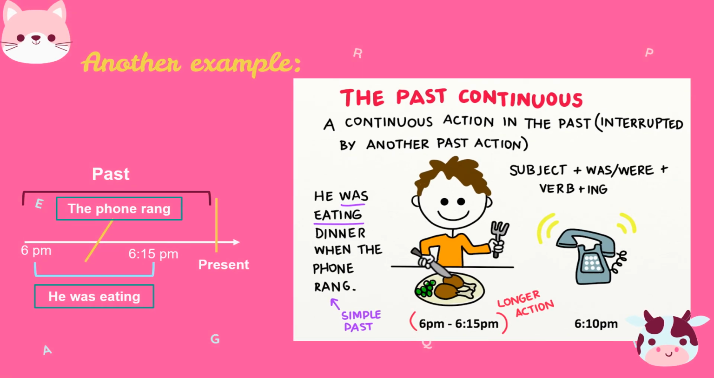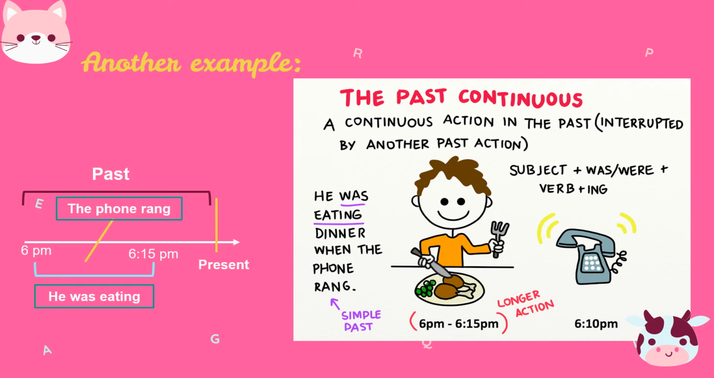Here is another example for you so you can understand the idea. We are talking about this boy, and the sentence is he was eating dinner when the phone rang. Let's work with this sentence on this timeline. So here we have the past part and here is the present. We are going to work with the past. So from 6 p.m. till a quarter past 6, the boy was eating his dinner. So this is the long action which is happening for a long period in the past.